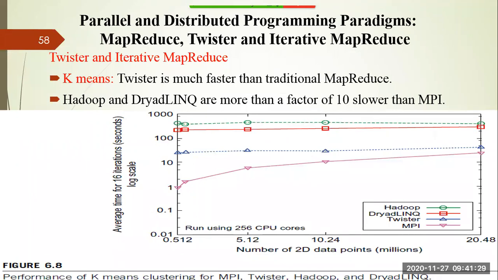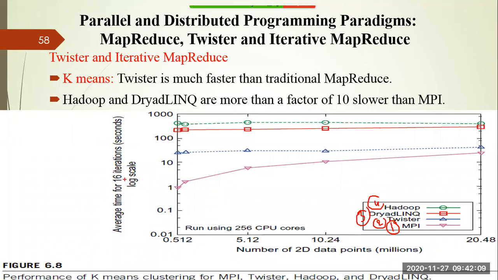Now, if you compare four different systems, one is your MPI, another is your Twister, third one is Dryad, which we will discuss in the next class, fourth one is your Hadoop. If you compare this, here you can see MPI takes less time in comparison to others. If you calculate their performance in terms of average time for 16 iterations, in seconds, you can see MPI is the fastest, then Twister, then Dryad, then Hadoop. So Twister is much faster than traditional MapReduce.